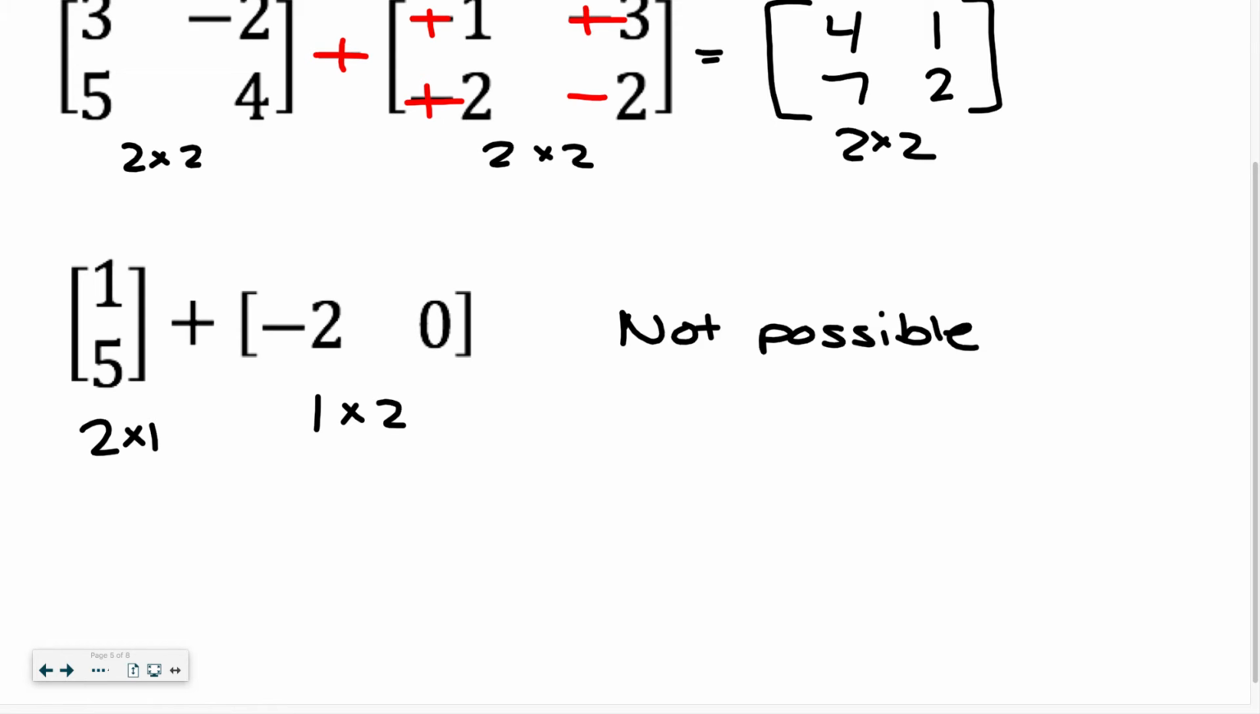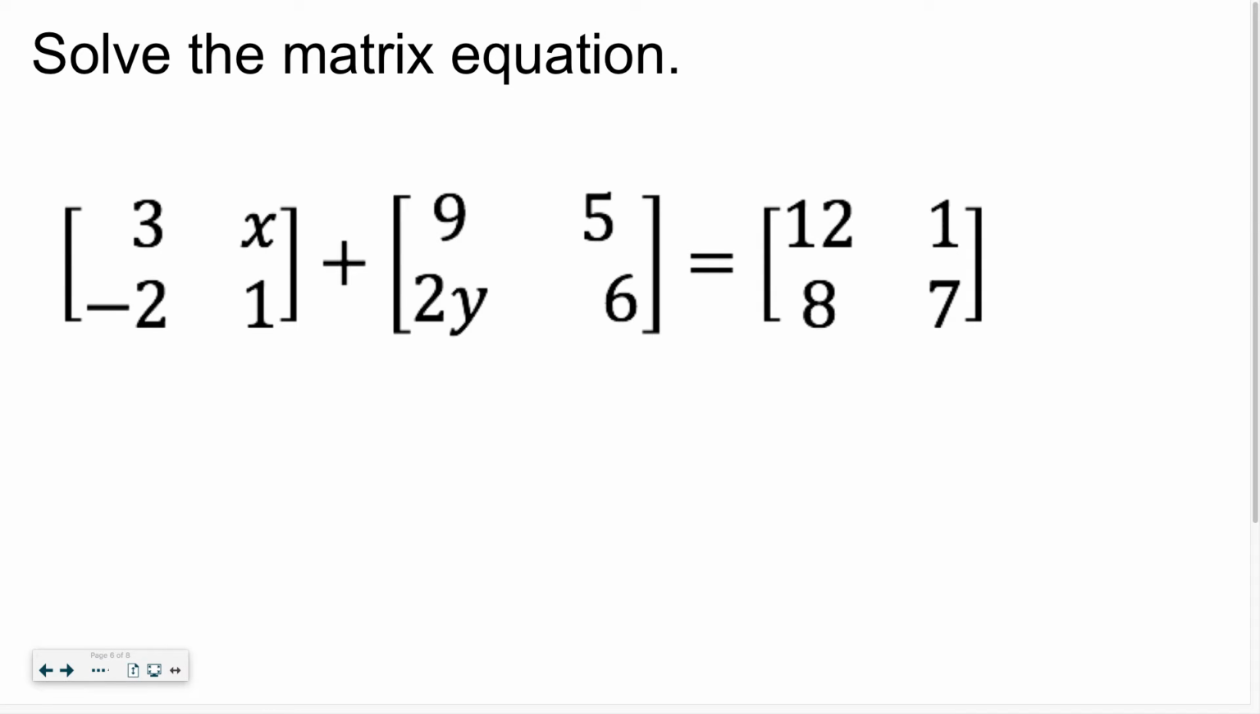Okay. Two more things to look at before we get some time to work on our homework assignment. This one is solve the matrix equation.